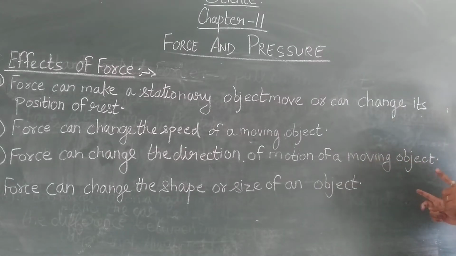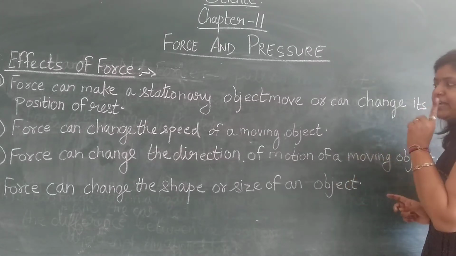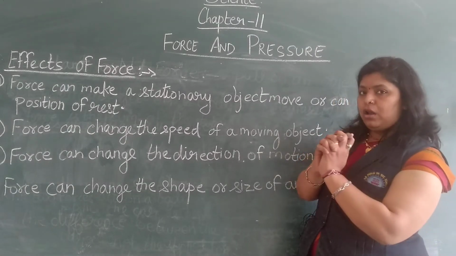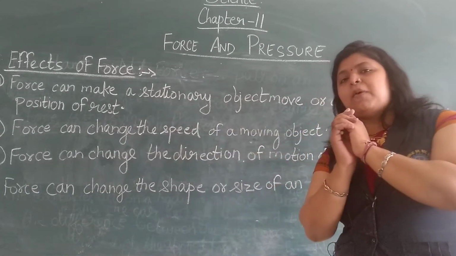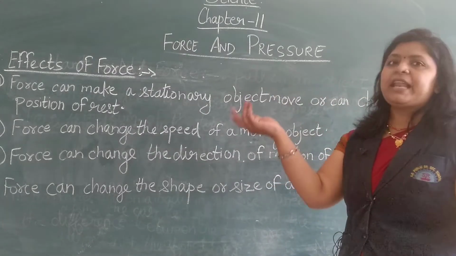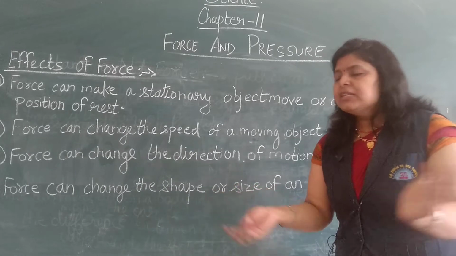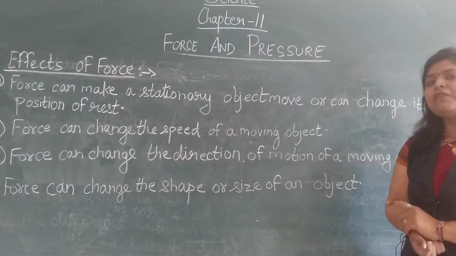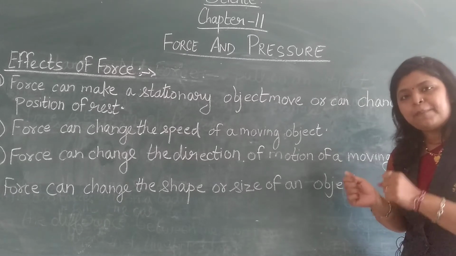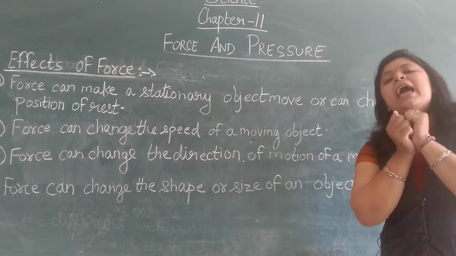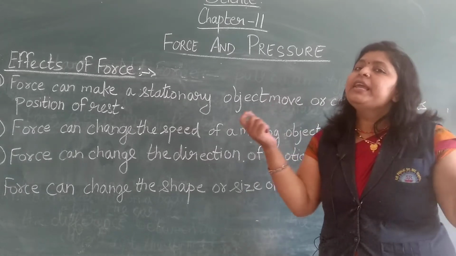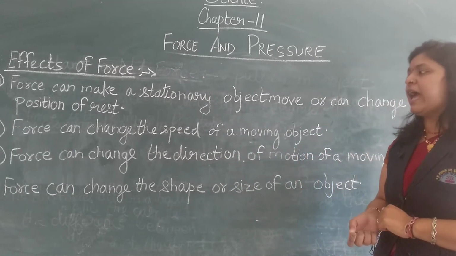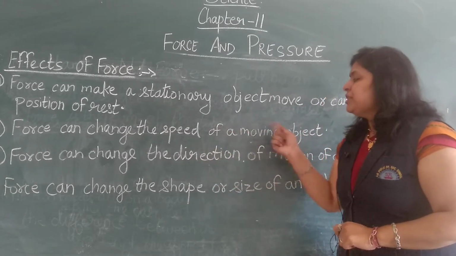Now the third point is that force can change the direction. Take an example: when a batsman hits the ball, what happens? The ball moves in any direction randomly. That is the example of this. Or we can say that the batsman applies a force on that ball, and that ball goes in any direction. So the third effect of force is that force can change the direction of a moving object.